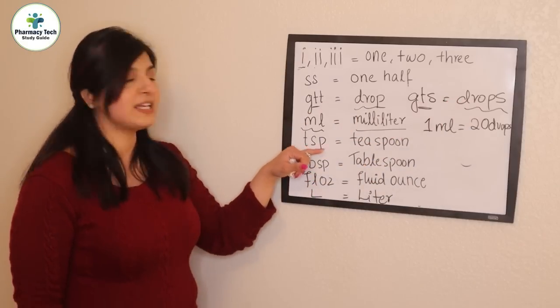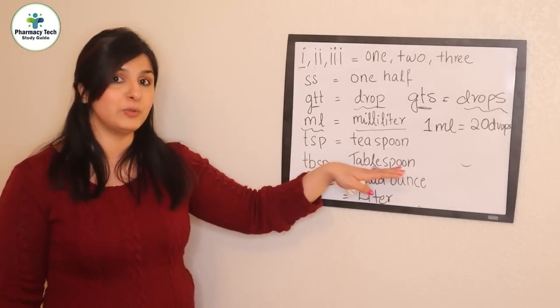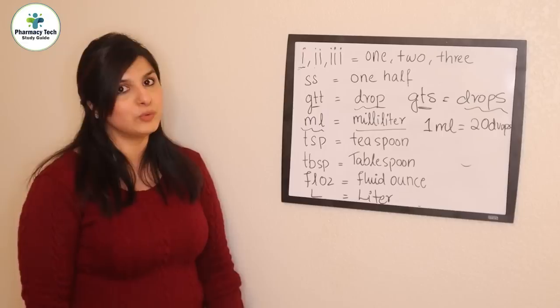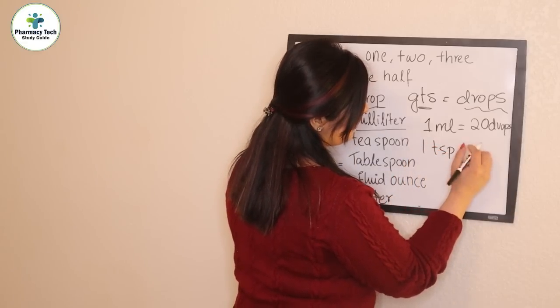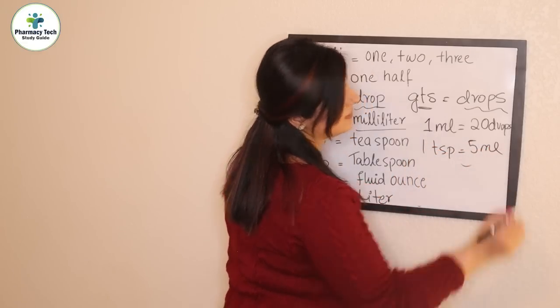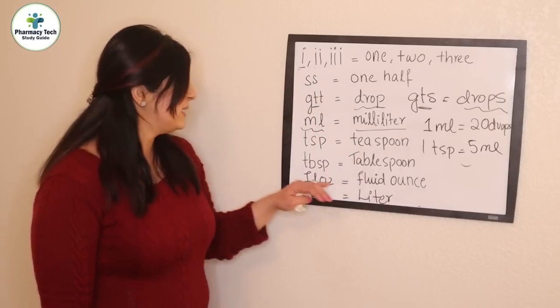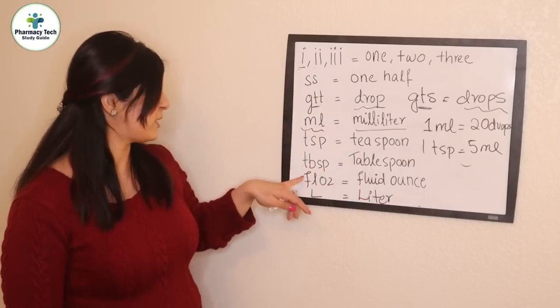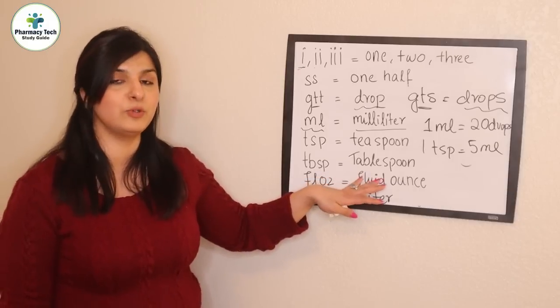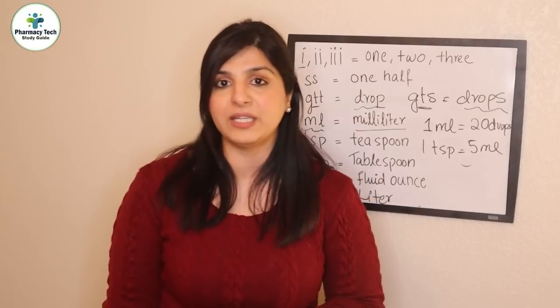Next is TSP. TSP means teaspoon, and 1 teaspoon is 5 mLs. Okay, then we have tablespoon, which is TBSP, and 1 tablespoon is 15 ml.